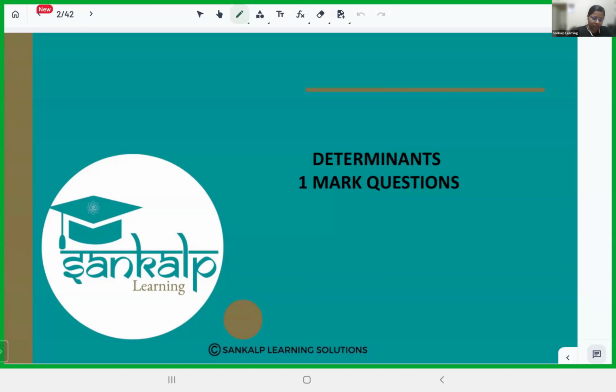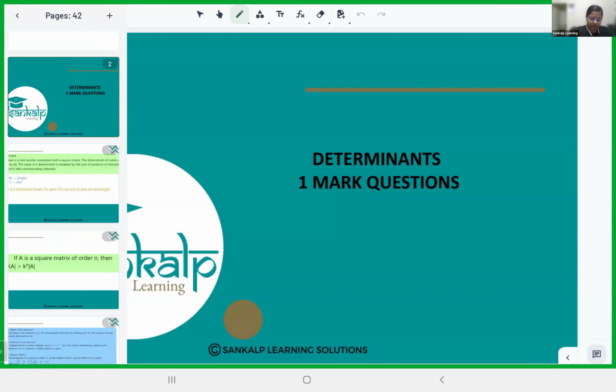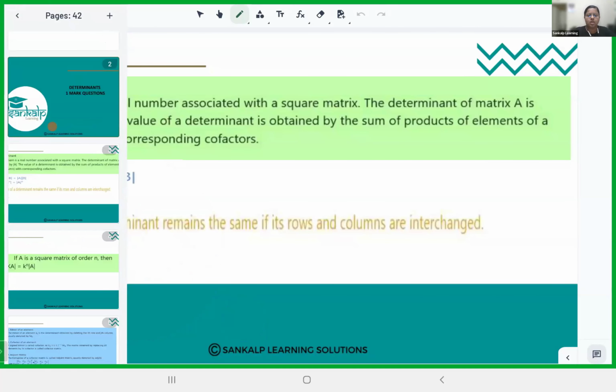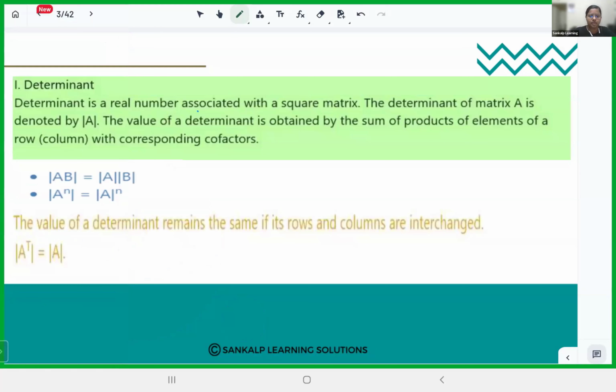I know you're all familiar with matrices, right? So this is actually a concept related to matrices itself. And you know what is a determinant, right? What do you mean by a determinant? Determinant is actually related with the square matrix, right? So in this chapter, we'll be only dealing with square matrices.